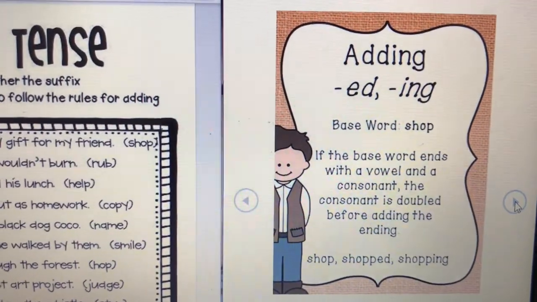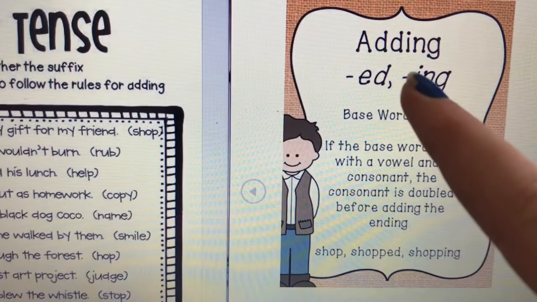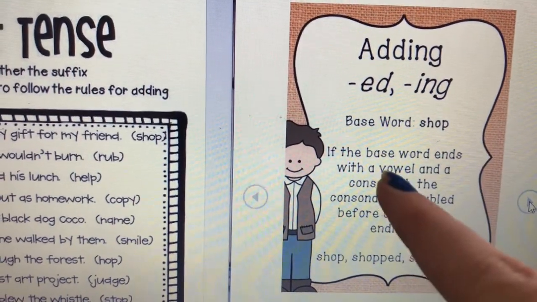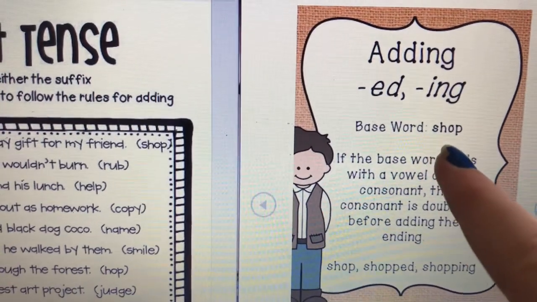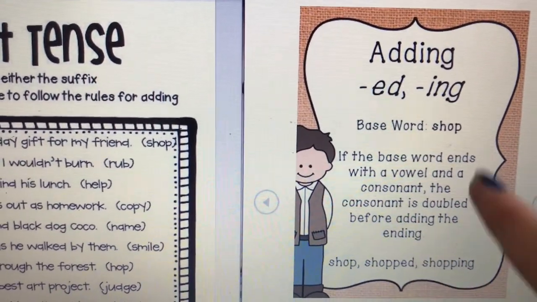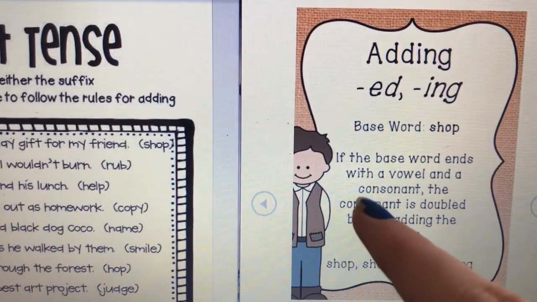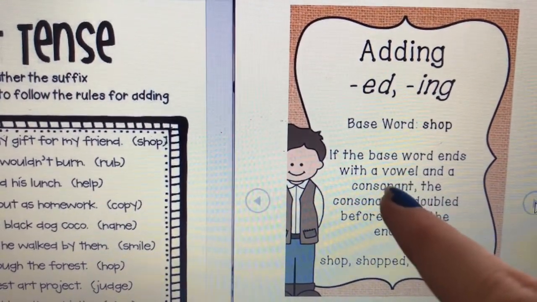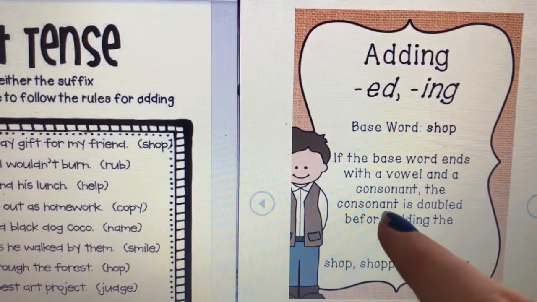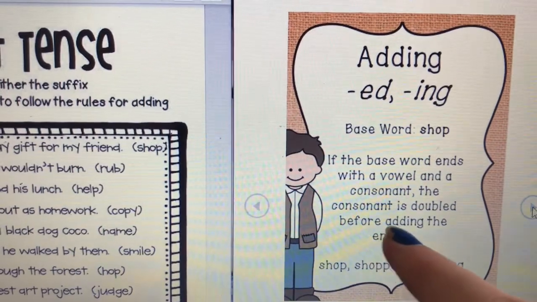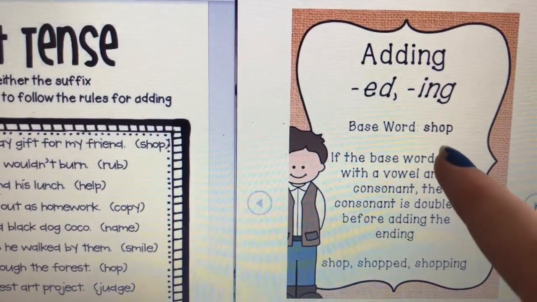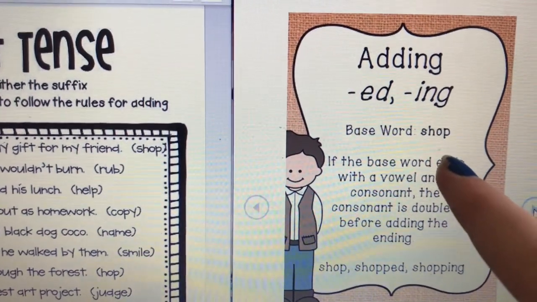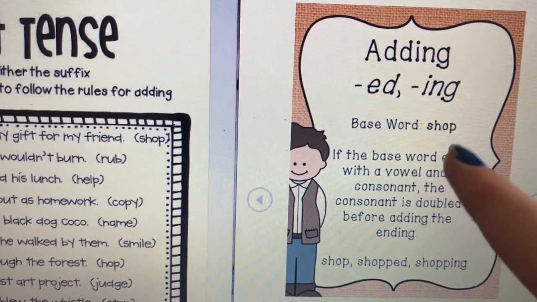So when we're adding ed, which is in the past, or ing, which is in the present, to a word like shop, which has a vowel and then a consonant, there's something we need to do. This says that if the base word ends with a vowel and a consonant, the consonant is doubled before we add the ending. So for our word shop, we have a vowel and then a consonant because we have an O and then a P.